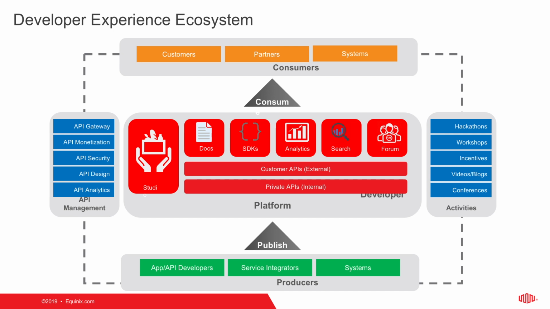I think we basically think of it as a 360-degree view. API management, as you can see on the left-hand side, is a very critical aspect, where we do API analytics, design, security, monetization, gateway, all these aspects, and certain activities like hackathons, workshops, etc., to bring the community together. And our publishers, like our producers and consumers, where we write some APIs to provide a capability to our customers and they consume it. That is what enables the entire developer ecosystem.